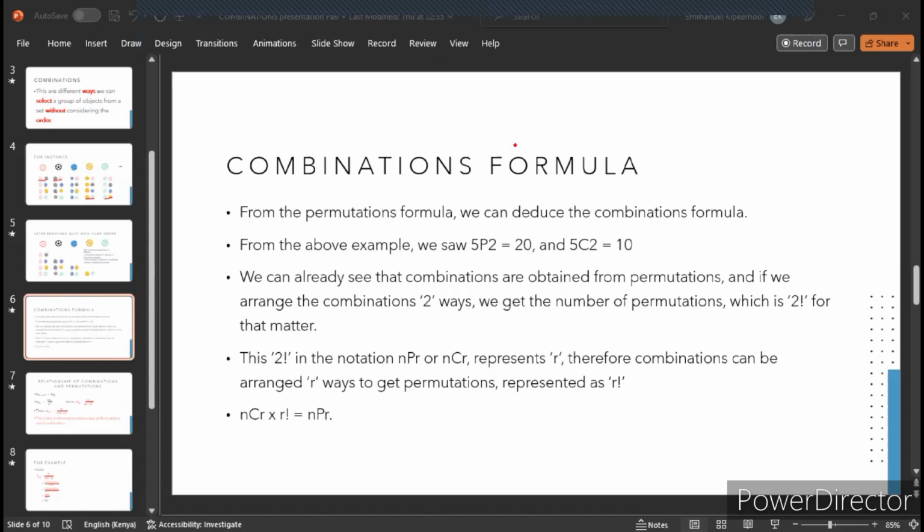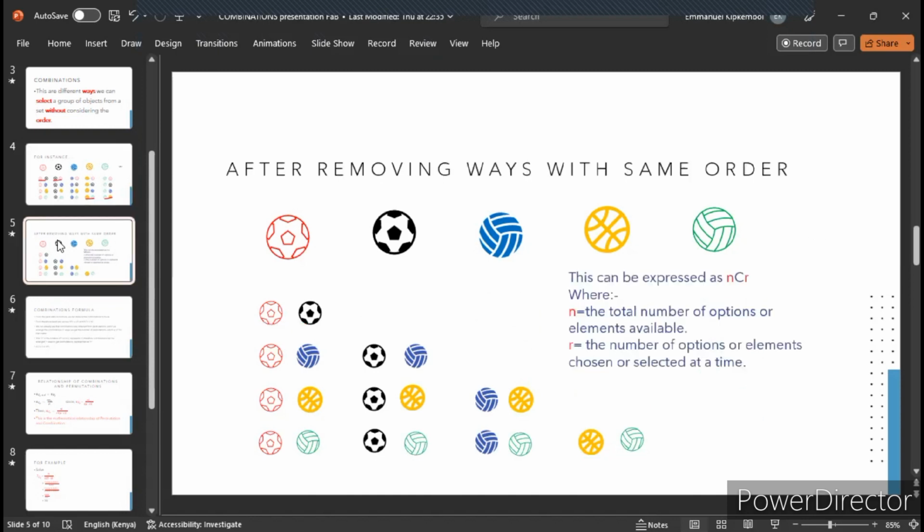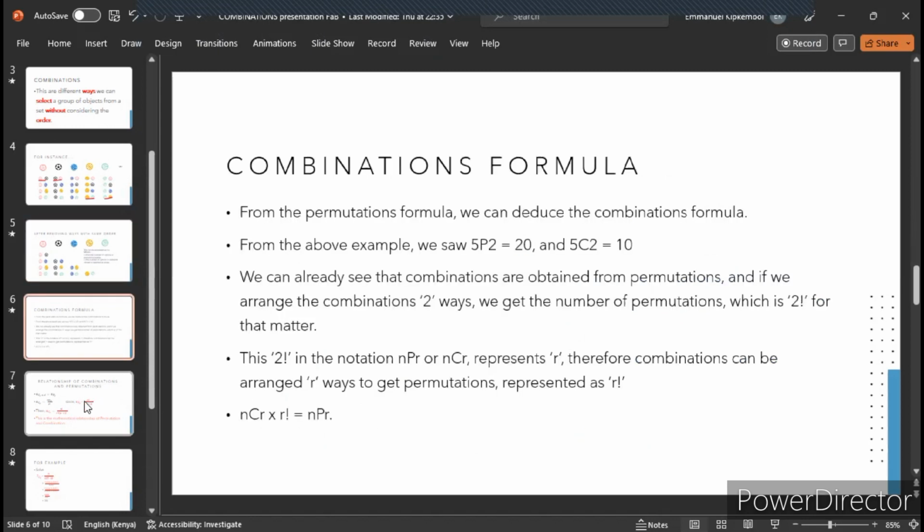So basically what she had said, if you have these permutations, from 5 permutation 2, we have 20 objects, but 5 combination 2, we have 10 different ways of selecting these objects. So combinations are basically derived from permutations, and it has a relationship. This is the relationship: n combination r times r factorial is equal to n permutation r.